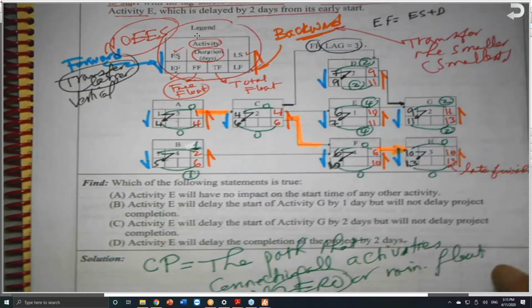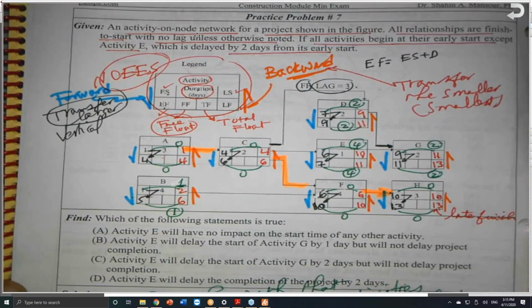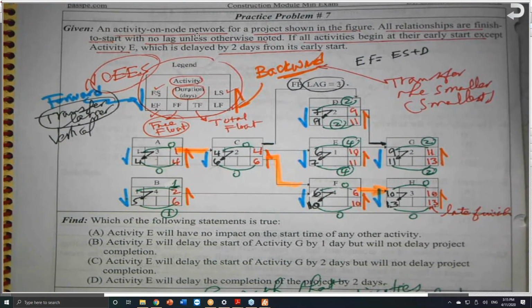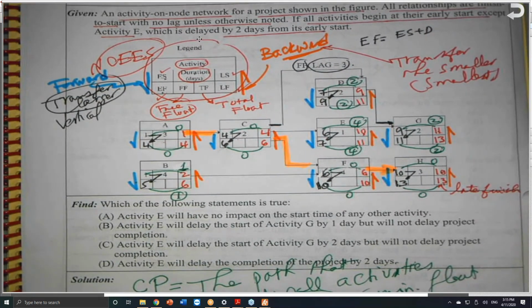When I scan this, I will send it to you. Please look at it, and I need you to absorb it very well, especially for construction PM. If you absorb it very well, I believe you will be able to solve any critical path problem, especially for the PM.